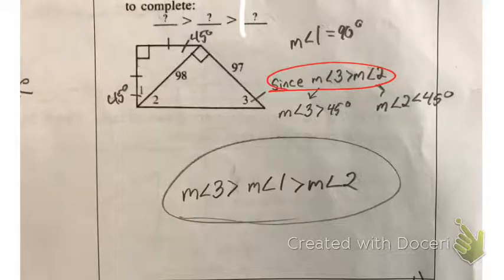Well, in order for 3 to be bigger than 2, let's look at the first part that can make it bigger. 3 could be 46 degrees, which would make 2 44 degrees. Or 3 could be 47 degrees, and 2 could be 43 degrees. The only thing they can't be is both 45. 3 always has to be bigger than 45, and 2 always has to be less than 45, because either they're equal or one's bigger and one's smaller than 45. So that means 2 has to be smaller than 45, which means 2 has to be smaller than 1, which means that is the correct order.